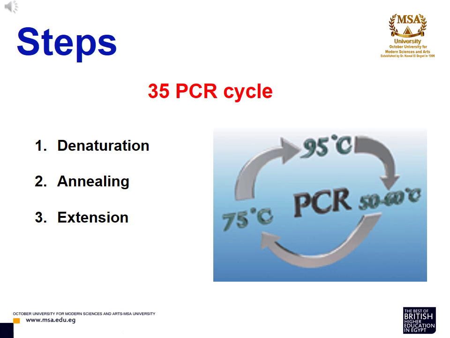The PCR process is composed of 35 cycles, and each cycle consumes approximately 3 to 5 minutes. Each cycle is composed of 3 steps. Number 1, denaturation of the double-stranded DNA template. Number 2, annealing of the primers. Number 3, extension of double-stranded DNA molecules.